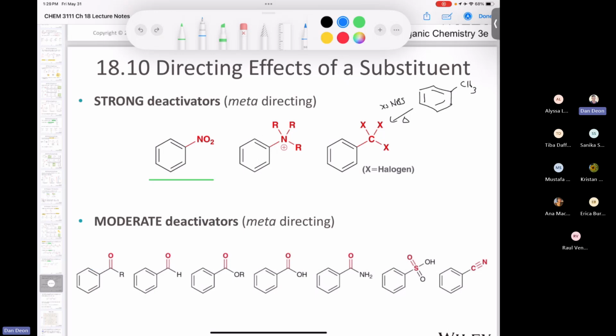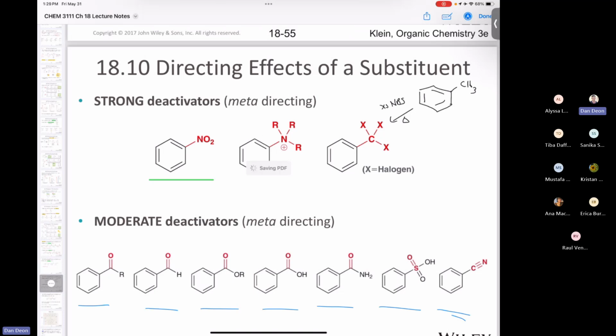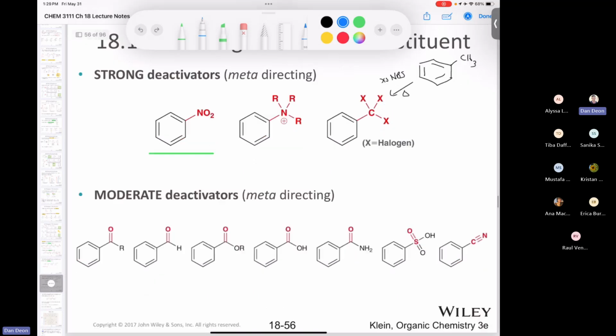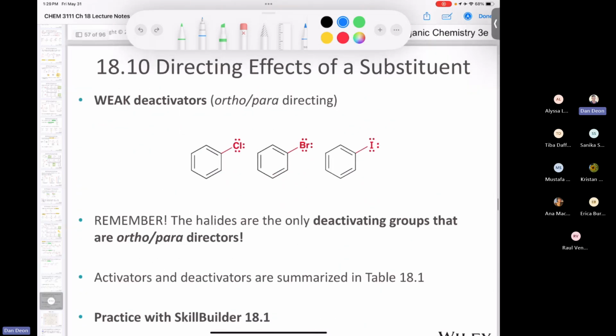And we can see here we have a ketone, aldehyde, ester, carboxylic acid, amide, sulfonic acid, and this is a nitrile here, right? So you guys should know that C triple bond N, this here, that's a nitrile. So all of these count as deactivators, but these are moderate deactivators. And then the weak deactivators, it's just the halogens.